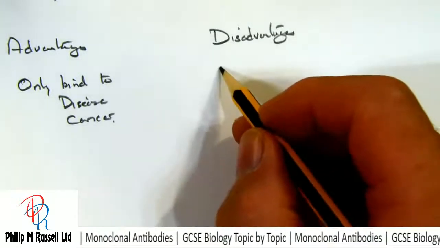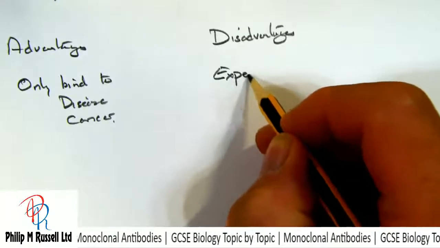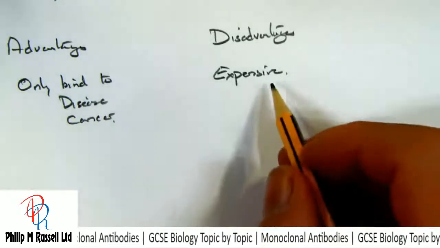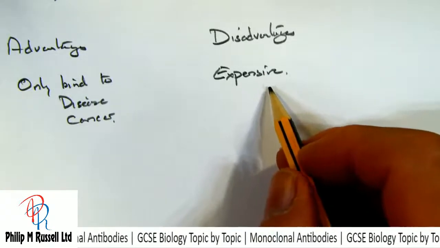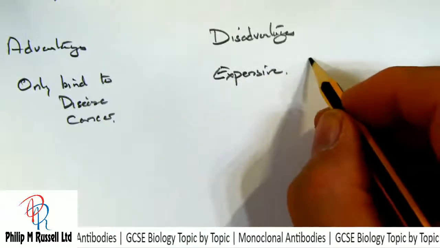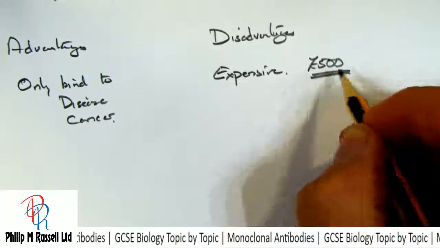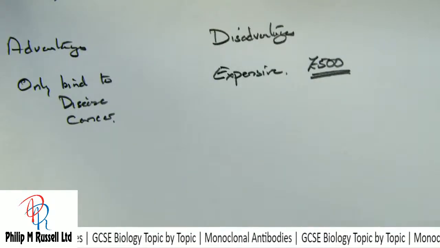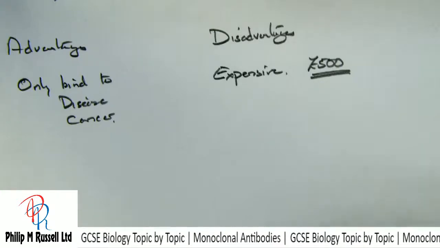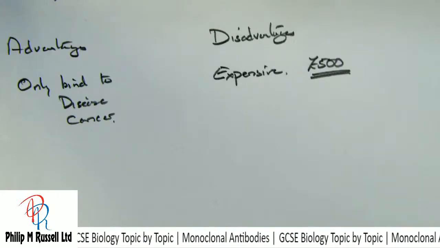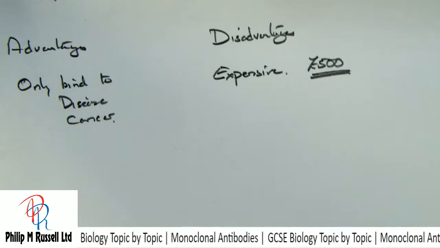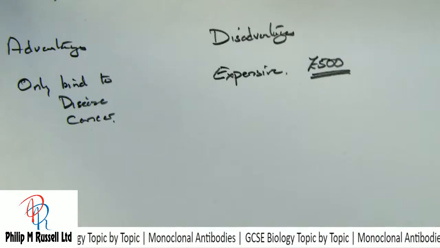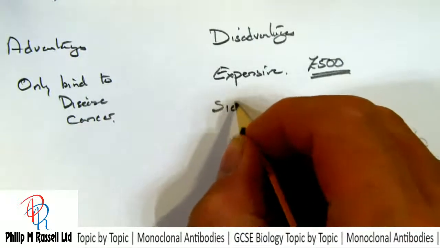Now, a disadvantage of this is we can imagine that this is expensive. I was looking up how much a coronavirus test kit was going to cost with one of these things, and it was about £500. Now, although this was developed about 1980, so 40 odd years ago, we've actually found that there are lots of side effects.